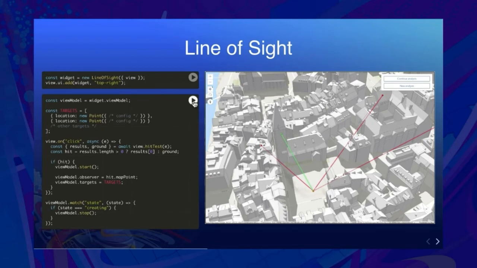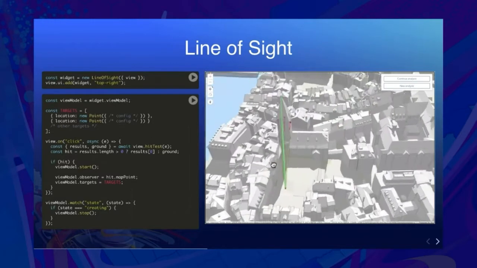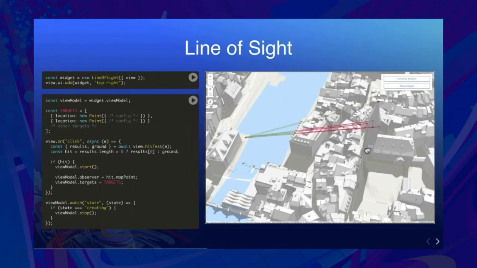So let's try this. We've run the code, and now if I click here, I can see that my church tower is clearly visible from there. Let's see from the river. Unfortunately, from this area here, we cannot see the church tower, but from here, we can see the top of the church tower.